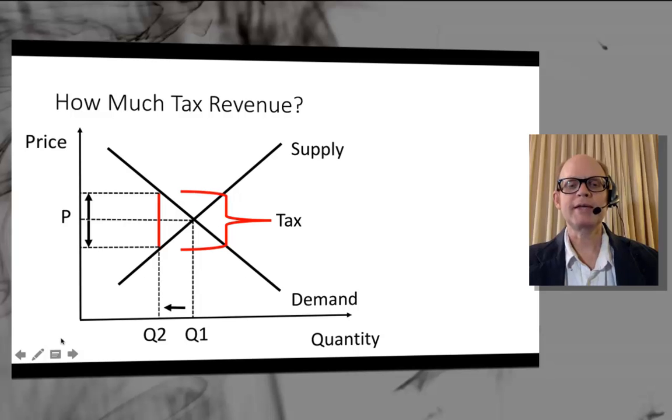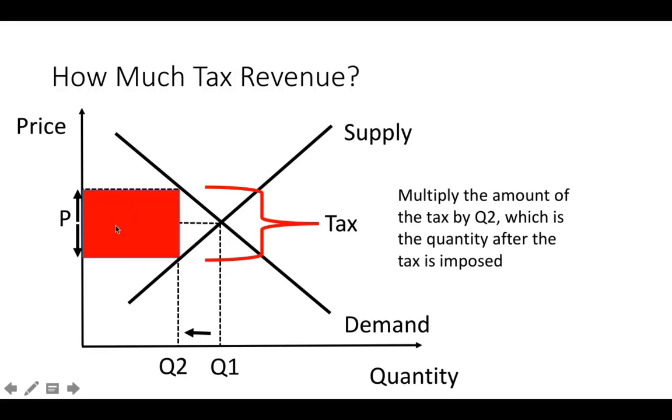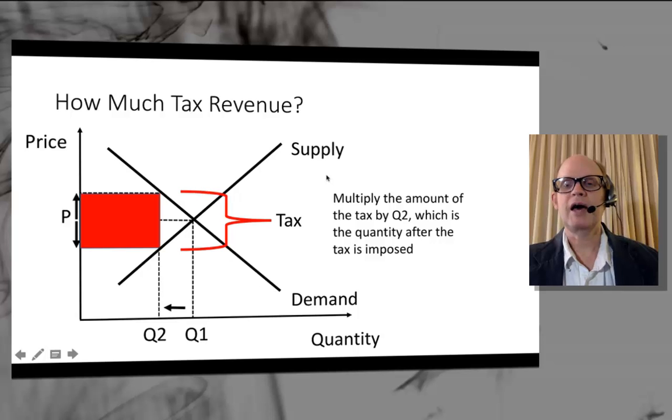If you want to calculate the amount of tax revenue, remember that this right here is the amount of the tax. Q2 is the quantity after the tax is imposed. So the amount of the tax multiplied by the quantity sold is the amount of tax revenue. I will draw this in here. And by the magic of television, here we go. See all the tax revenue. Again, just to remember, it's the amount of the tax multiplied by Q2, which is the after-tax quantity.